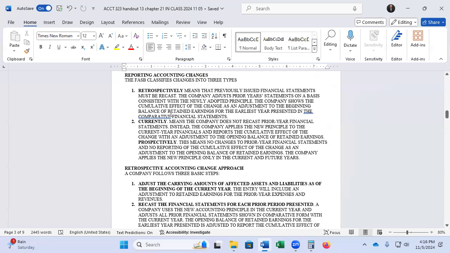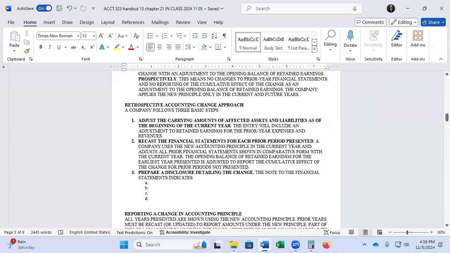Retrospective accounting. So now we're breaking down and we're talking a little bit. A company follows 3 basic steps. Adjust the carrying amounts of the affected assets and liabilities as of the beginning of the current year. The entry will include an adjustment to retained earnings for the prior year expenses and revenues. And so that's really net. And now we'll start to see the tax effect come into place as well. So they'll say either ignore taxes or give it to us net of taxes. So we'll start to see that come in here. But basically, we're going to be making an adjustment. It's going to affect our beginning balances. And the adjustment is going to be to retained earnings.